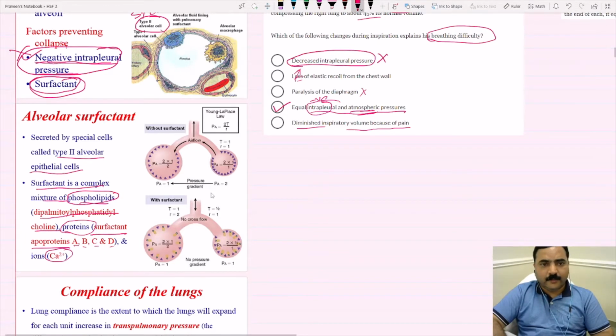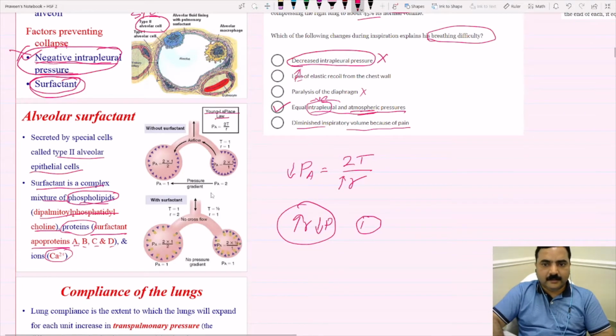Okay, so now let us see the importance of the surfactant with the help of the Young-Laplace law, which states that the pressure in the alveoli is equal to 2 times the surface tension divided by R. So this is the Laplace law. That means if the radius is more, the pressure will be less. So if you take this big alveolus and the small alveolus, here the radius is more, so the pressure will be less, and here the radius is low, so the pressure will be high.